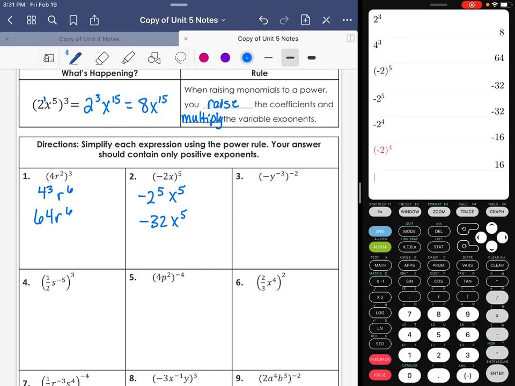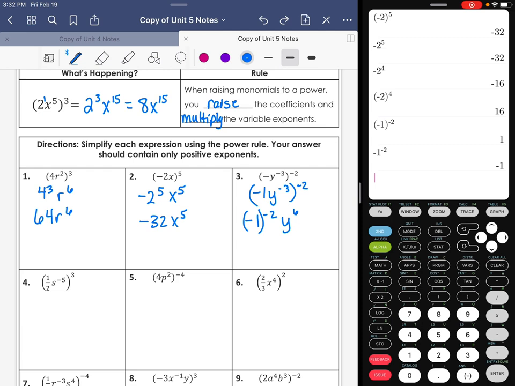All right, what about number 3? Number 3 is actually negative 1 y to the negative 3rd power, all raised to the negative 2 power. So what you really have is negative 1 to the negative 2 power. Remember, you need it like this. And y to the 6th power, because negative 3 times negative 2 is positive 6. So if I do negative 1 to the negative 2 power, I'm going to get 1. Let's just see what would happen if I left off my parentheses.